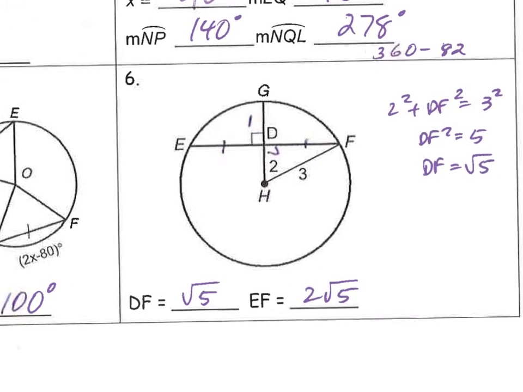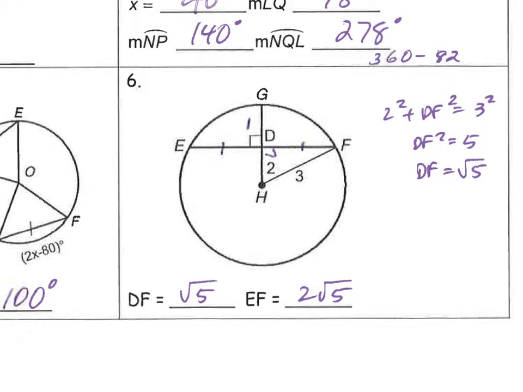Number 6 is a good one. We practiced this. Looking at it again, since this is 2 and this is 1, and since this is 2 and this is 3, I know this is 1. It didn't really ask me for that, but I know that the full radii, GH and HF, are both 3.